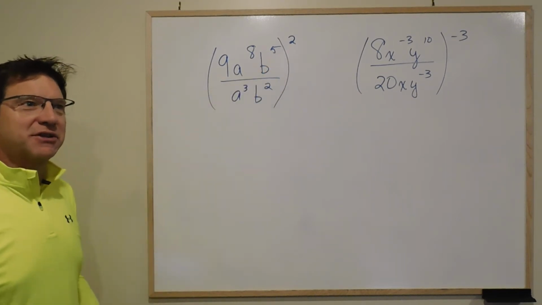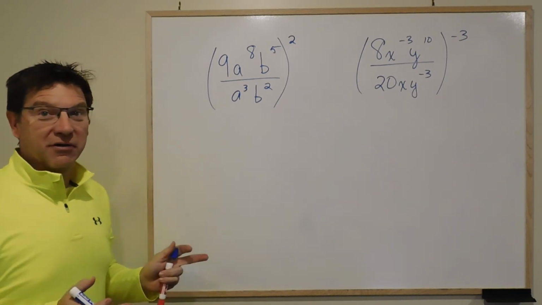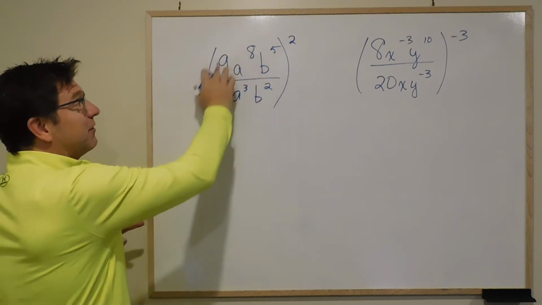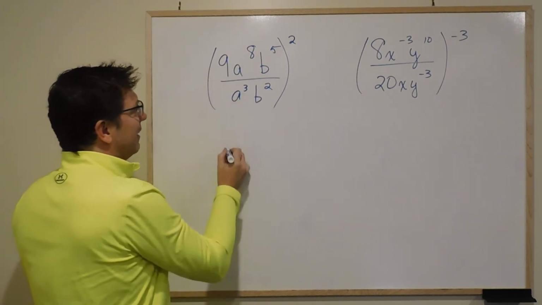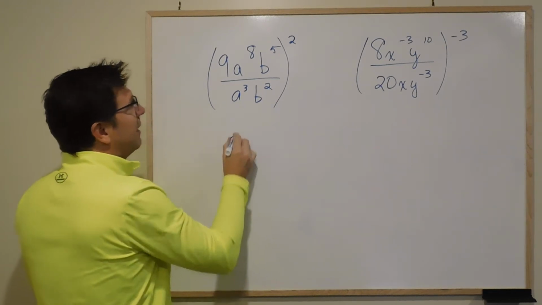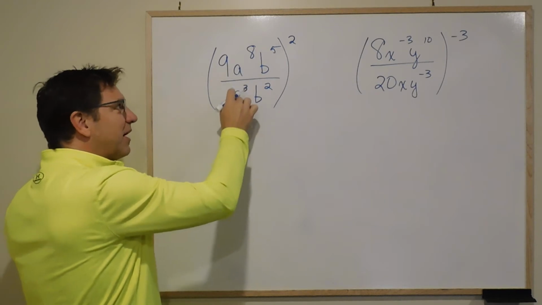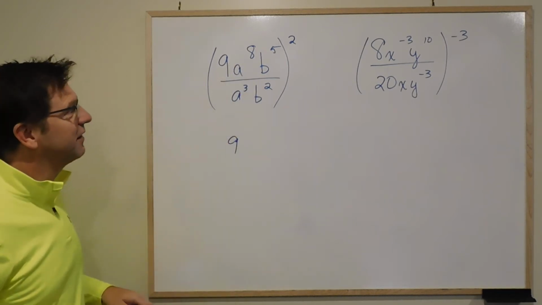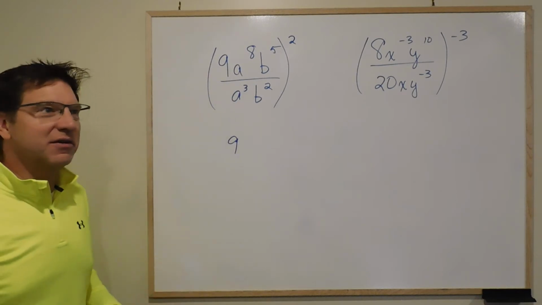Now BEDMAS would suggest we have to simplify the brackets as much as possible before we deal with the exponents. So let's start by simplifying the brackets. Okay? So in the bracket, I have a 9. Now I've got a to the 8th and a cubed. See, I have the same base. We look at those in isolation, and I am subtracting because of the division.